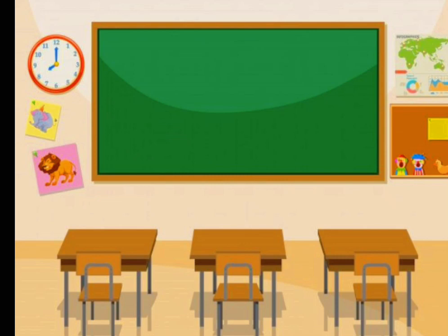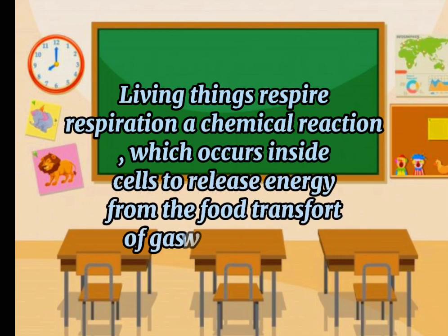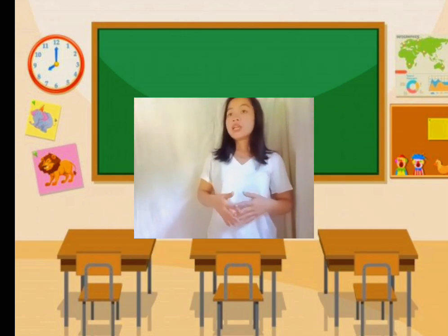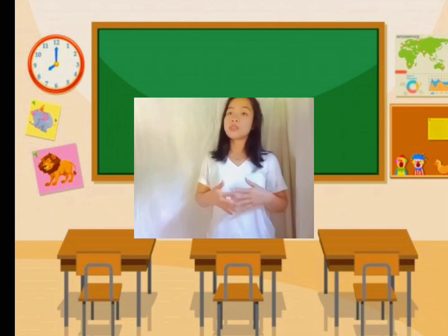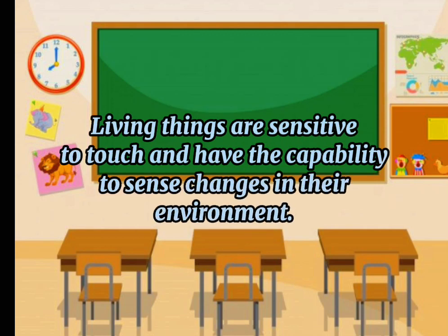Second, living things respire. Respiration is a chemical reaction which occurs in cells to release energy from the food. Transport of gases takes place. The food that is ingested through the process of digestion is broken down to release energy that is utilized by the body, producing water and carbon dioxide as byproducts. Third, living things are sensitive to touch and have the capability to sense changes in their environment.